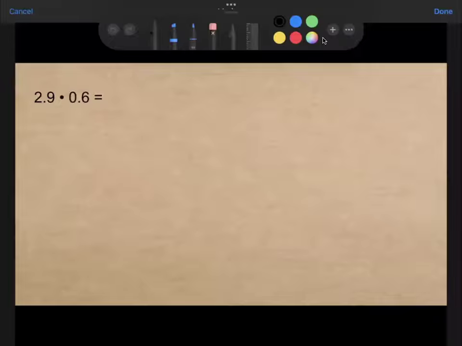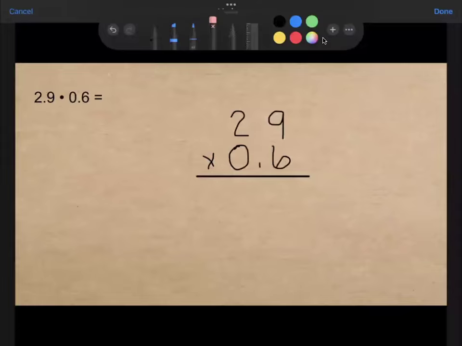So 2.9 is what I'll put on the top, and 0.6 goes on the bottom. So when I multiply these, I don't need to worry about the decimals right now. I will deal with those later. So what I'm going to do is I'm just going to go ahead and erase them. I'm also going to erase this 0 right here because a 0 in front of a number, we don't really need. So I'm just going to go ahead and multiply 29 times 6.